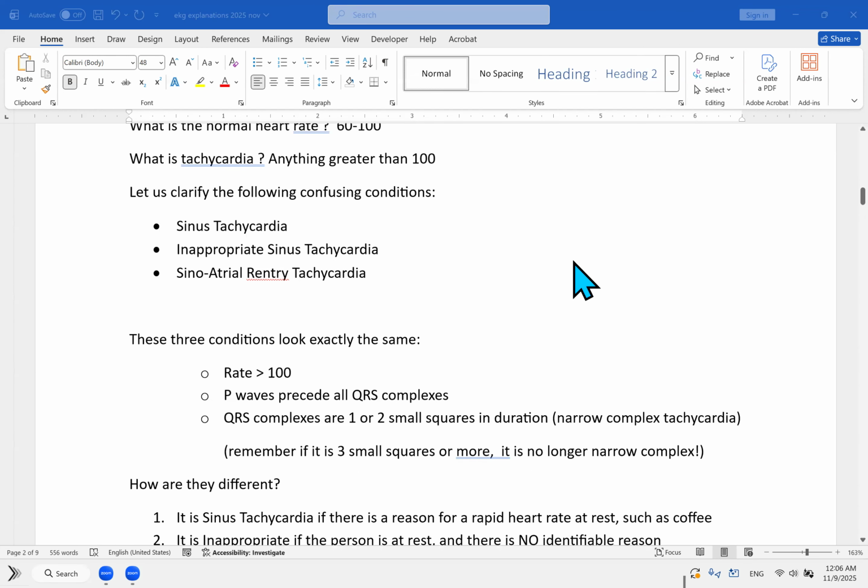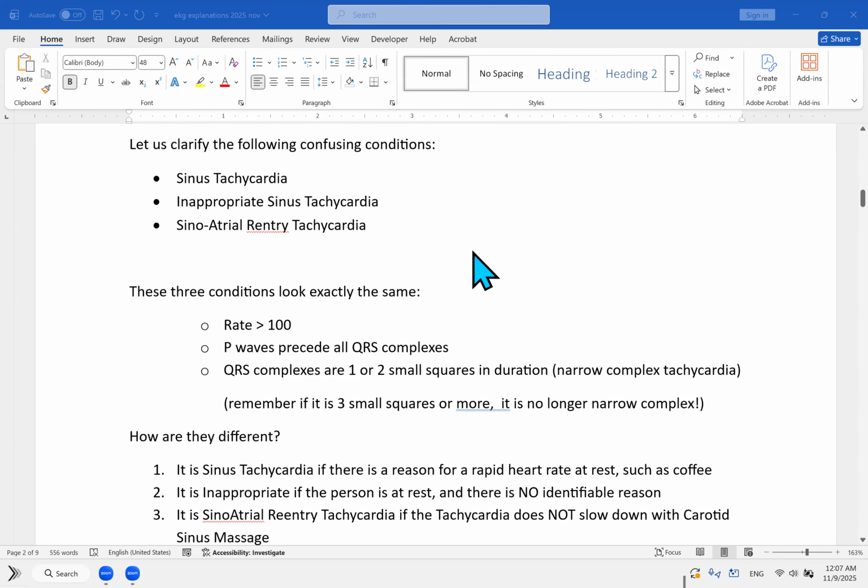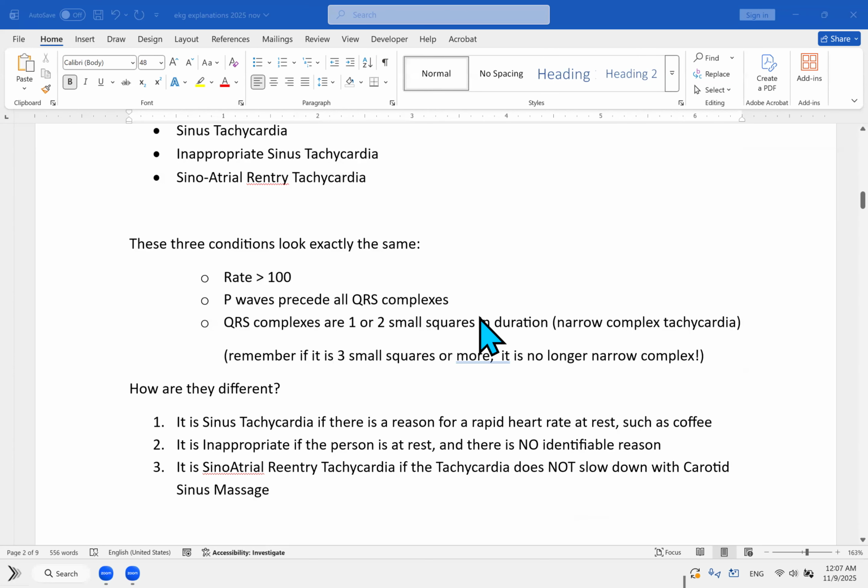And they look the same. So if the rate is greater than 100, it could be any one of these three things. So all three of these conditions, sinus tachycardia, inappropriate sinus tachycardia, and sinoatrial reentry tachycardia, the rate is greater than 100. There's a P wave in front of every QRS complex, and the QRS complexes are all narrow. Okay? But how are they different?